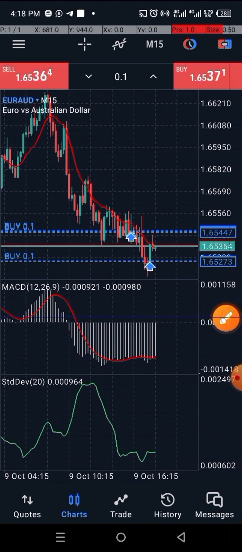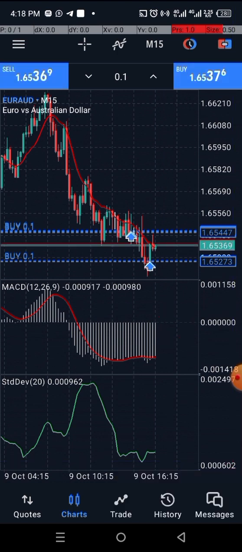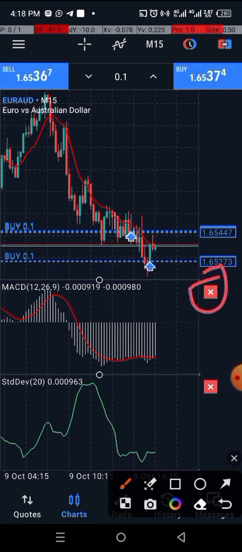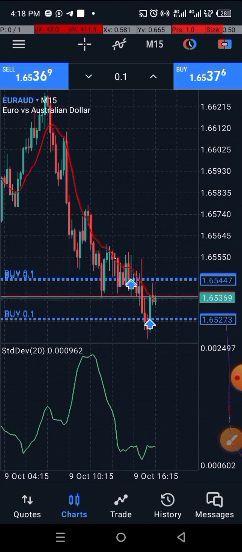I can just click, probably just here or anywhere on the indicator window. When I press and hold, you discover that an X will appear here. Immediately I click on the X, the indicator will disappear. Look at the X. Immediately I click on it, the indicator will disappear. Good, it has disappeared, and I've removed that. Guys, I've shown you how to remove an indicator in that manner, right?